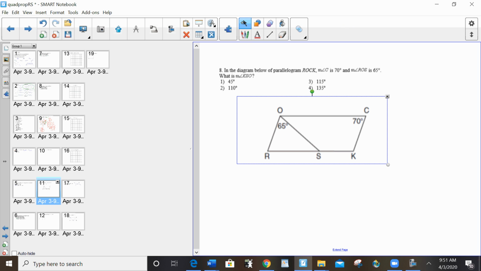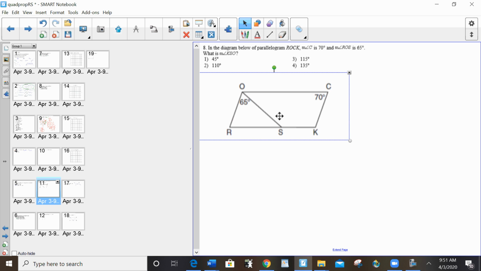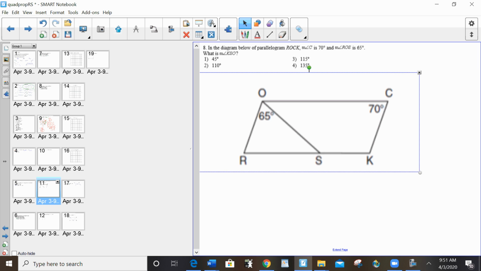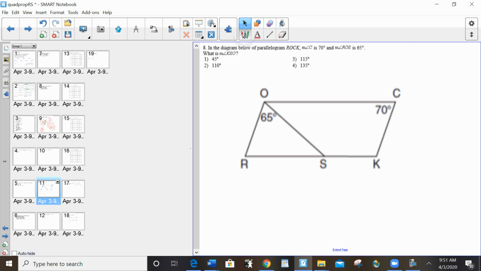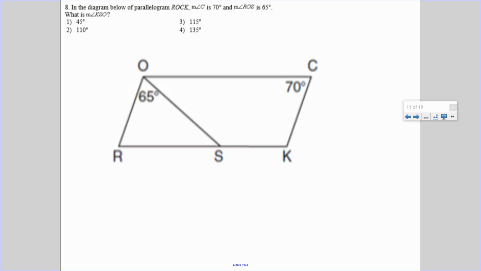Number 8, another very, very common Regents question. This goes back to what we did in the first unit, except now we're adding in the parallelogram properties. So, did it give us any important information in the question? It said that it's a parallelogram. A parallelogram has opposite angles congruent. Any other important information? No.